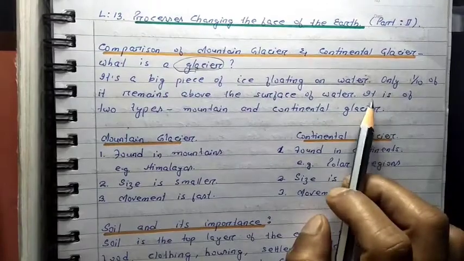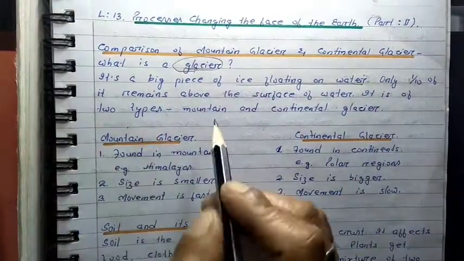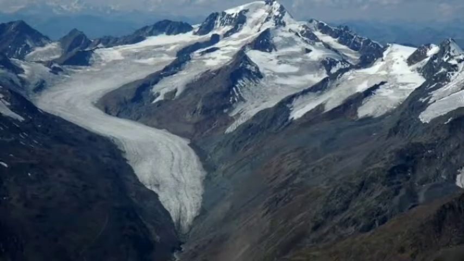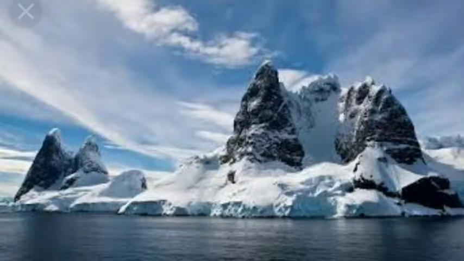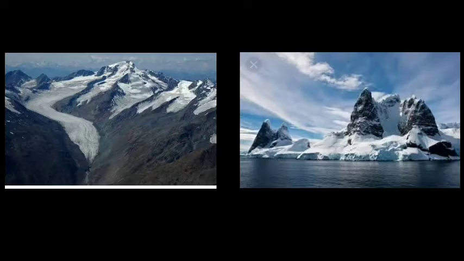Now glaciers are of two types. One is mountain glacier and the second one is continental glacier. The differences we can easily understand from the terms themselves. Mountain glaciers means they are found in the mountains, and continental glaciers means they are found in the continents. Here I have tried to show you both the mountain glacier and the continental glacier. You can see the picture and understand.